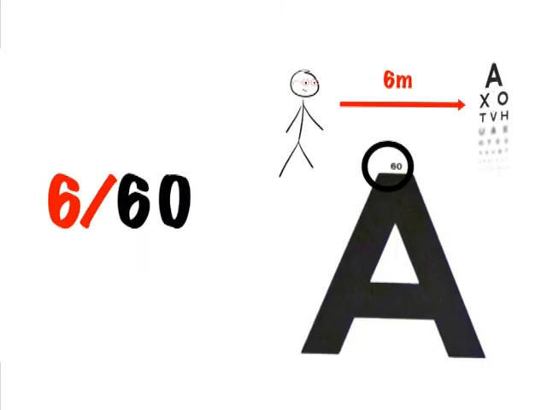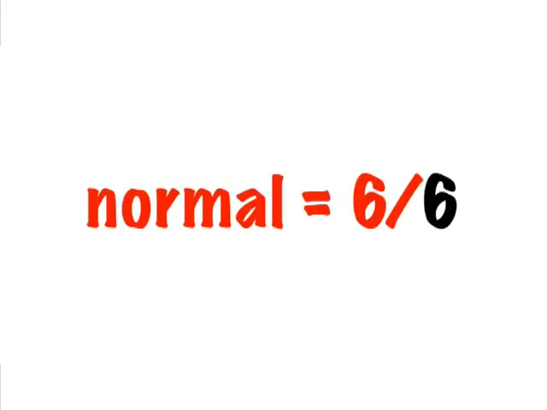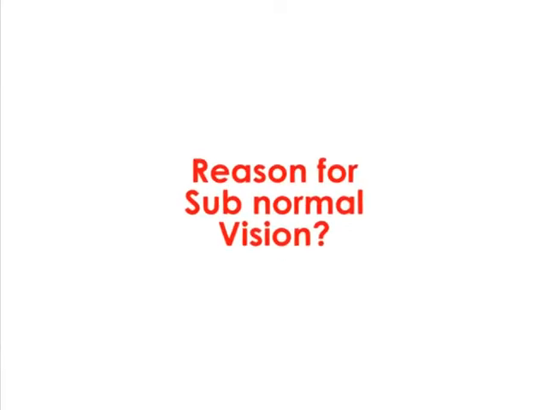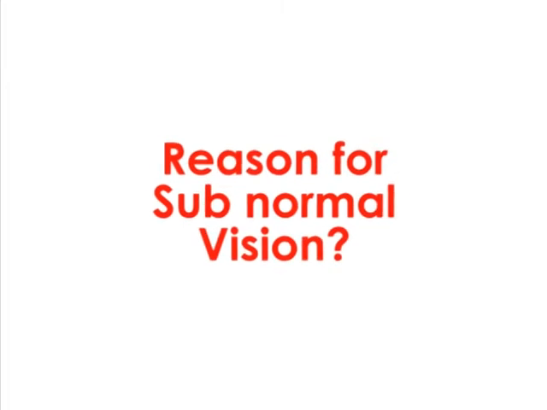If one could read only the top line, then the vision is 6 by 60. Normal vision is 6 by 6. That means they can see at 6 meters what they should be seeing at 6 meters. If you hear people talking about 20/20 vision, then they are talking in feet. If the patient's vision is not 6/6, then there is something wrong.